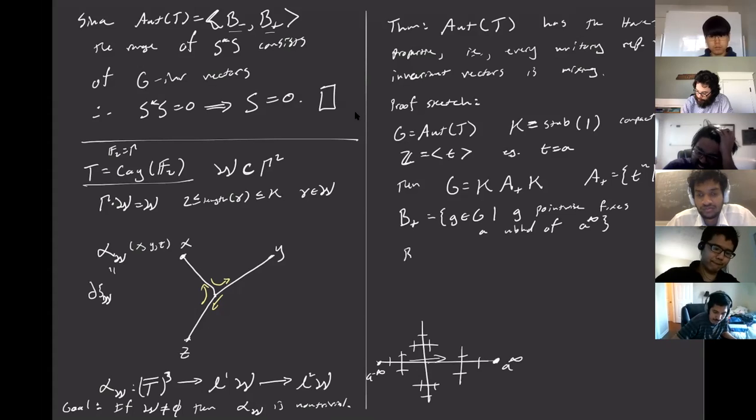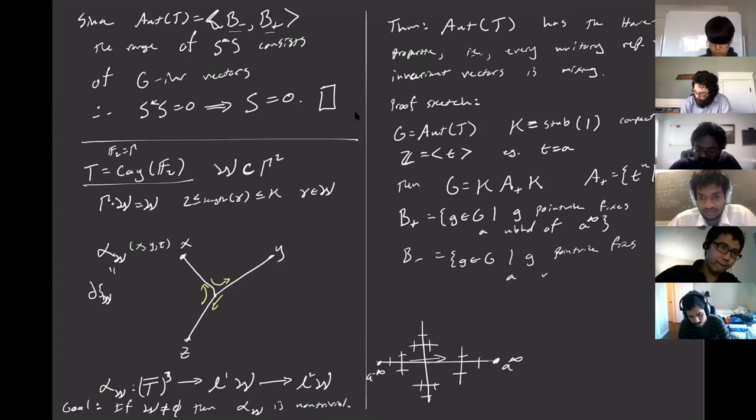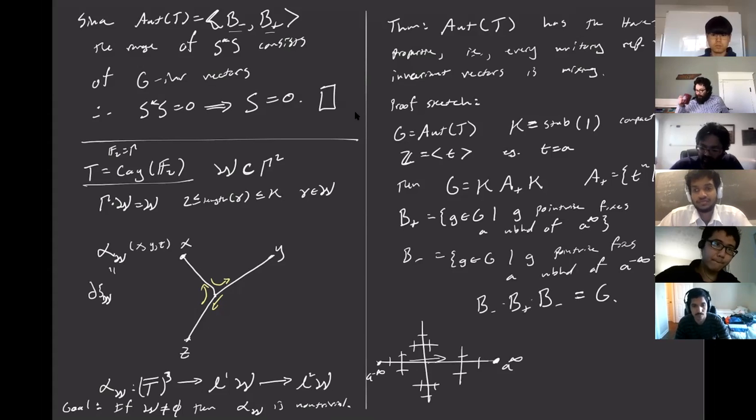And we had B minus, which is the set of g in G such that g pointwise fixes a neighborhood of A minus infinity. And then you can just check that just as sets, if you take B plus and B minus, you get the whole group G. So in particular, the group is generated by these two subgroups. But this is a big exercise.